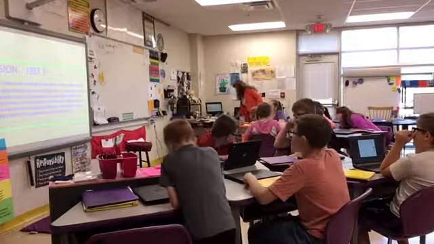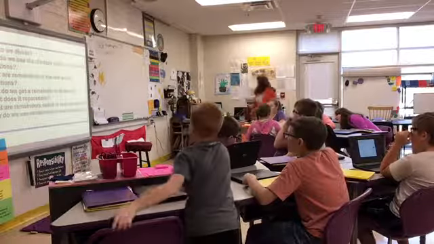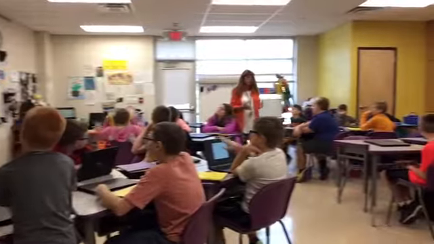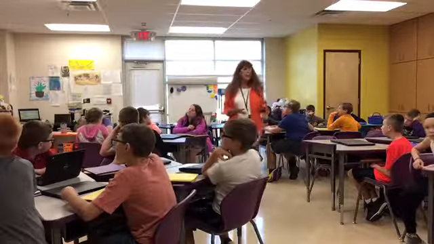Dividing with two-digit divisors. All right, first of all, in your groups, talk about what kind of things in the real world, why do we divide? What's that skill needed for?